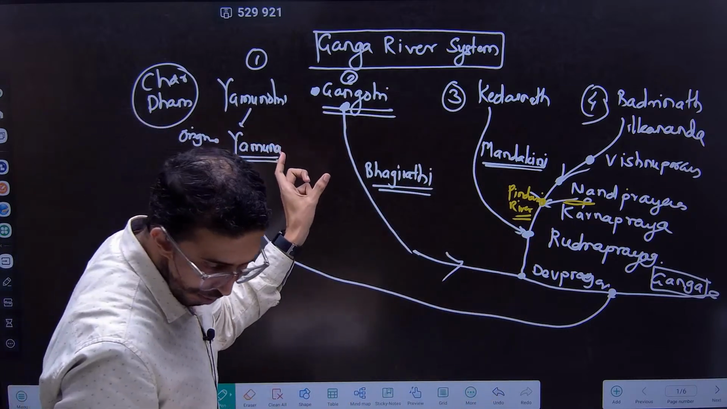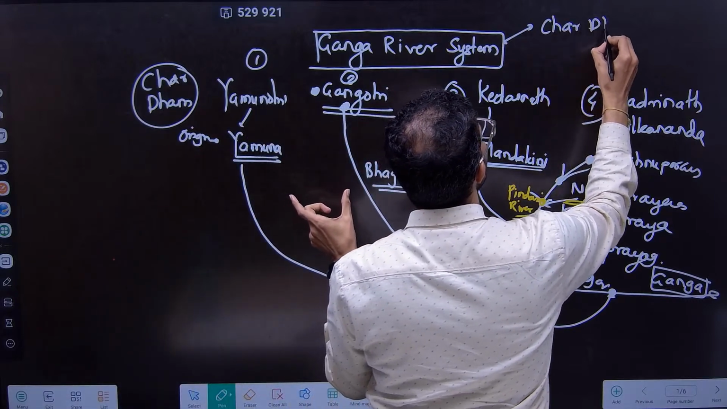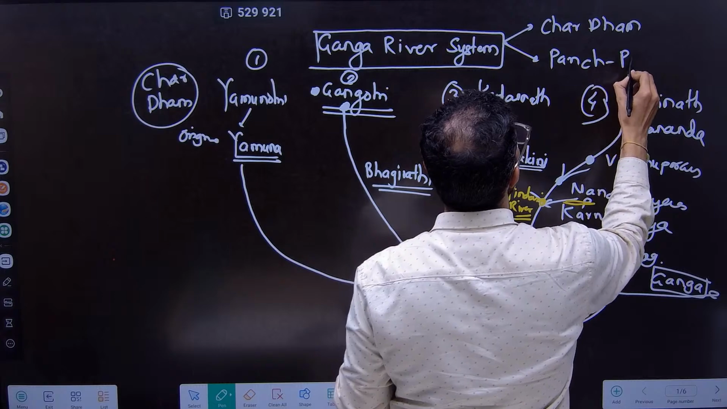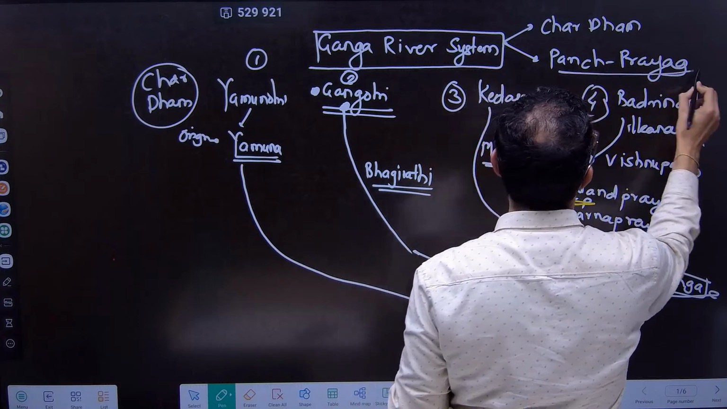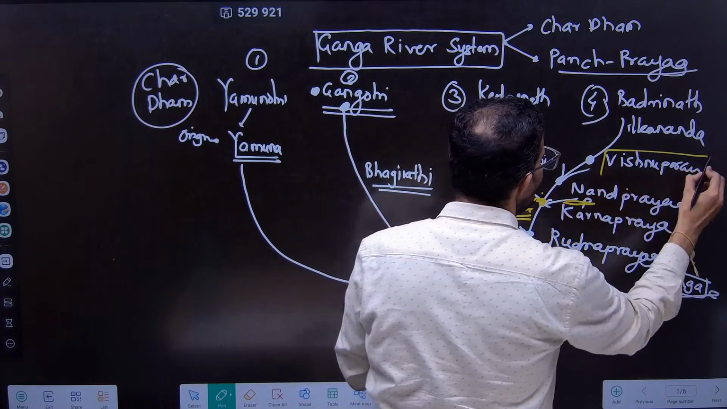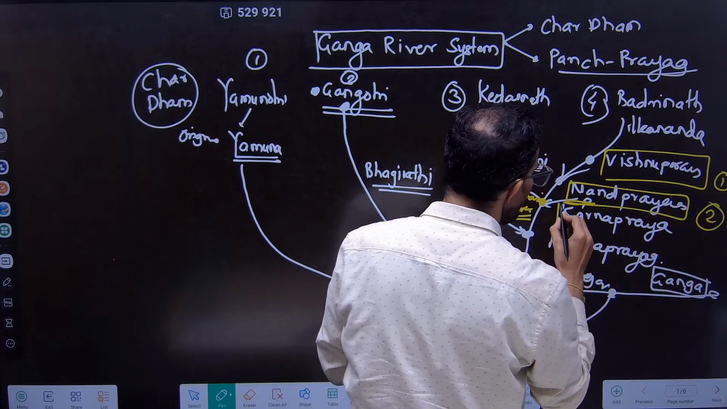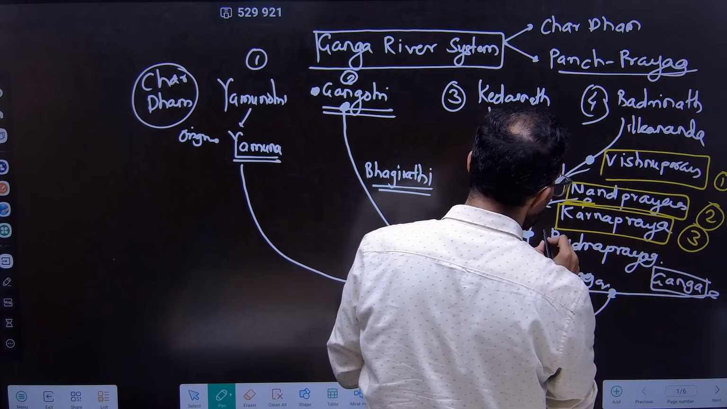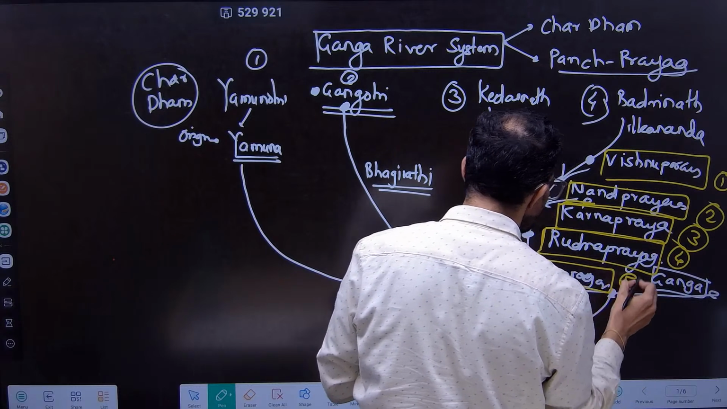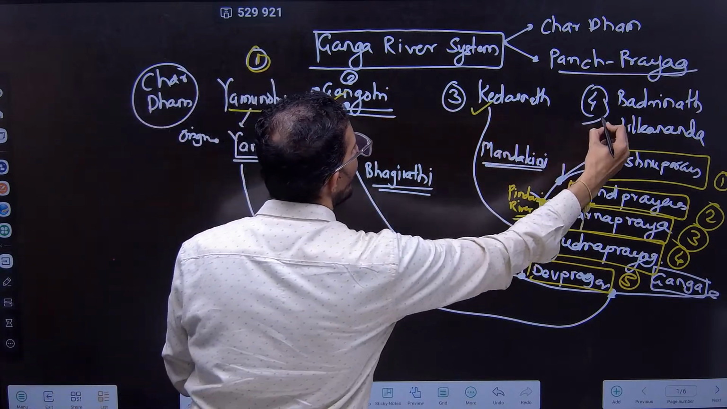So we should know the main concept: what is the concept of Char Dham and what is the concept of Pancha Prayag, the 5 Prayags with respect to the Ganga river system. The Vishnu Prayag is the first one, then the second Nanda Prayag, third the Karna Prayag, fourth the Rudra Prayag, and fifth the Dev Prayag. These are the Pancha Prayag, and these are the Char Dhams: Yamunotri, Gangotri, Kedarnath and Badrinath.